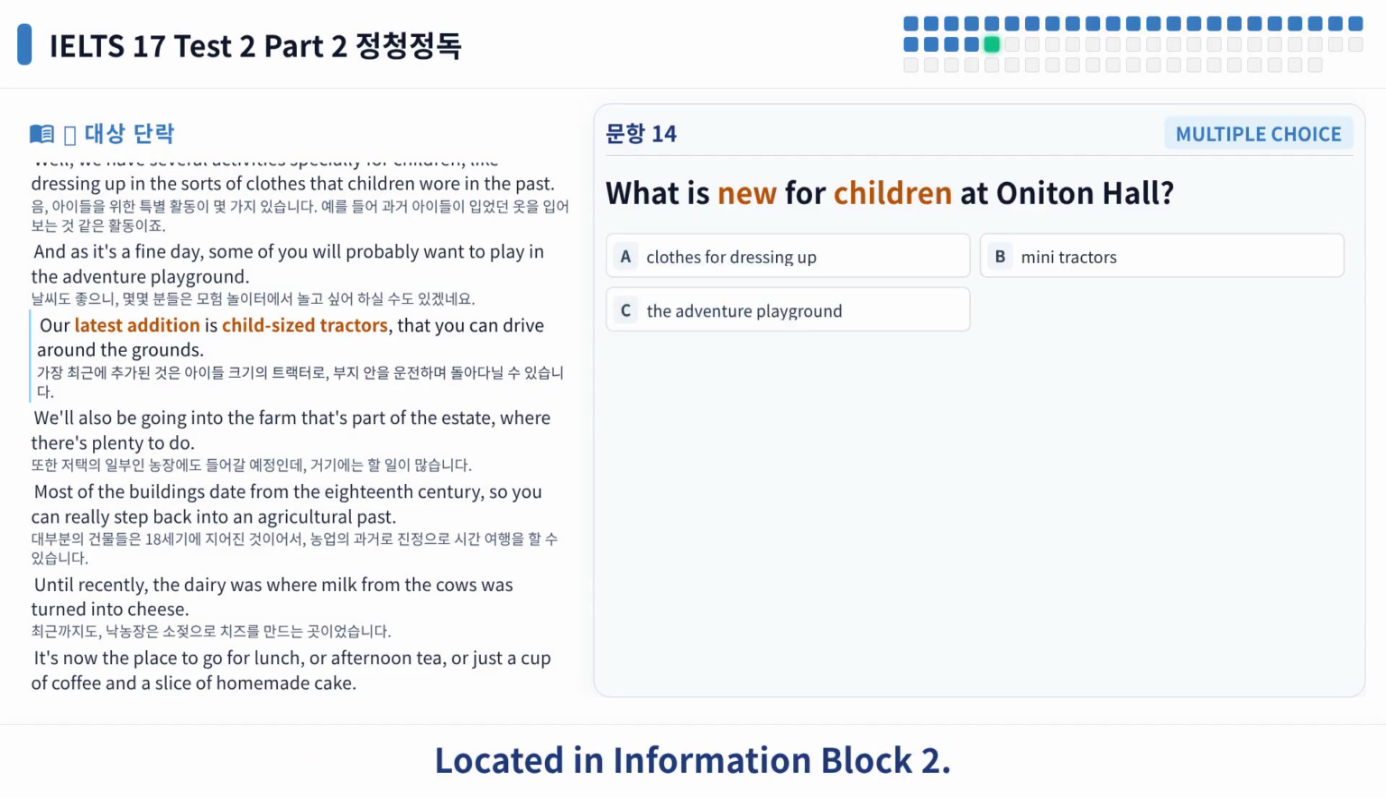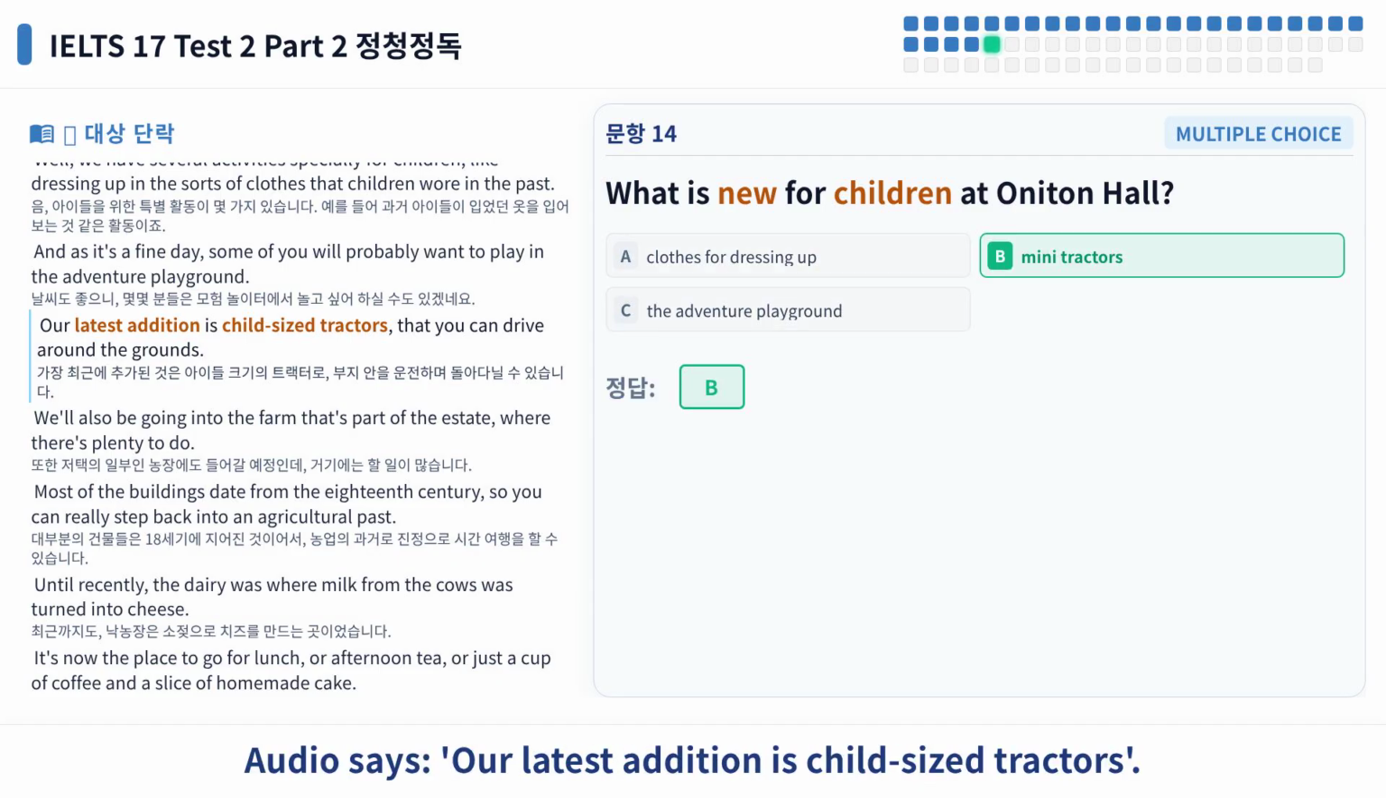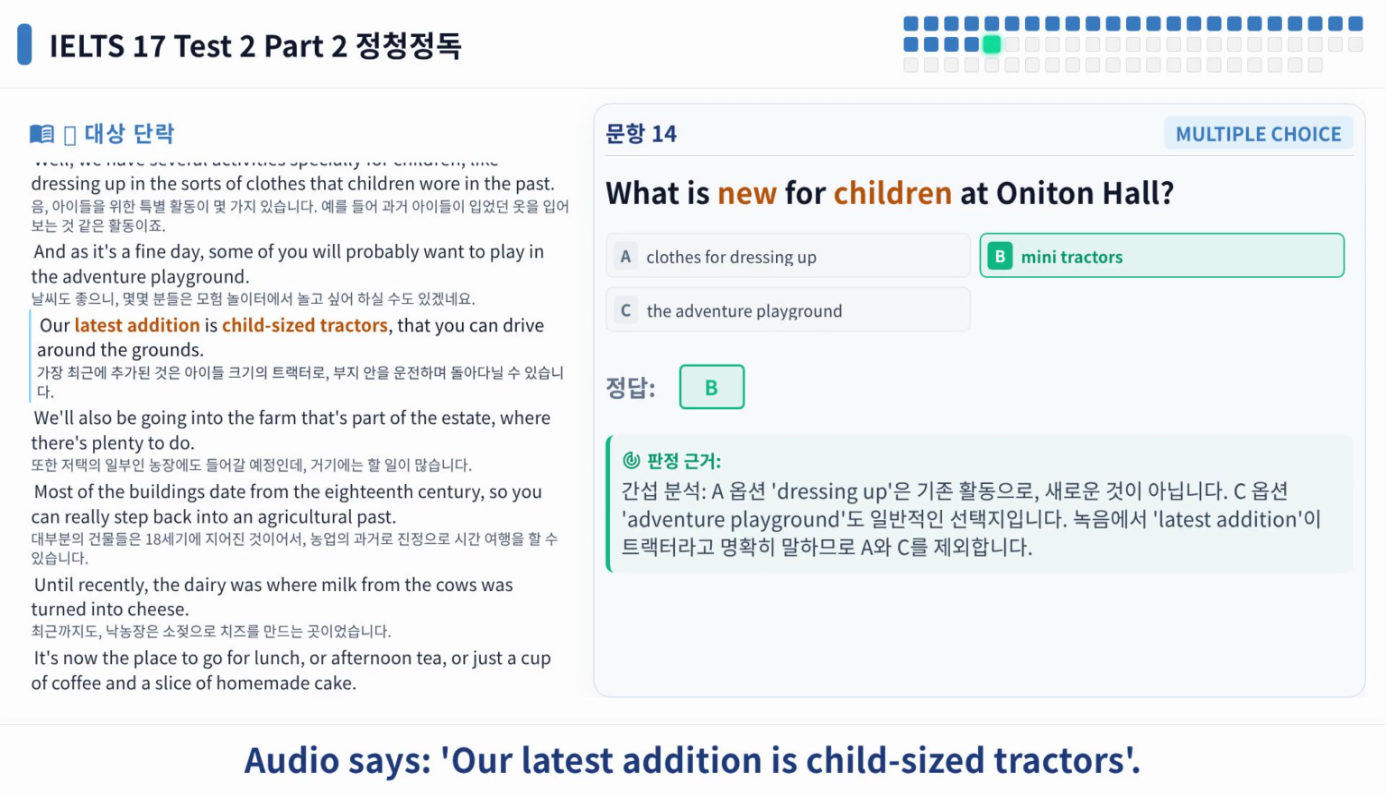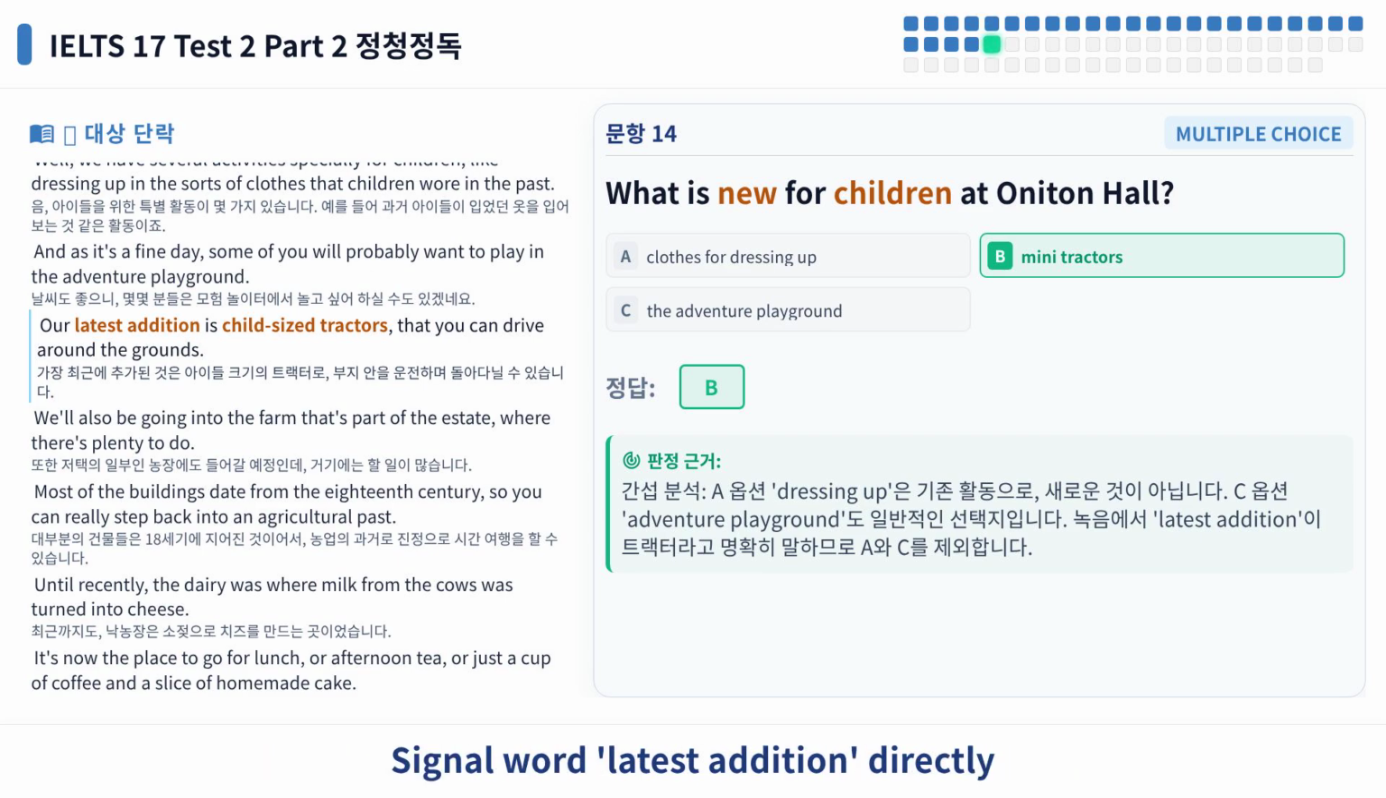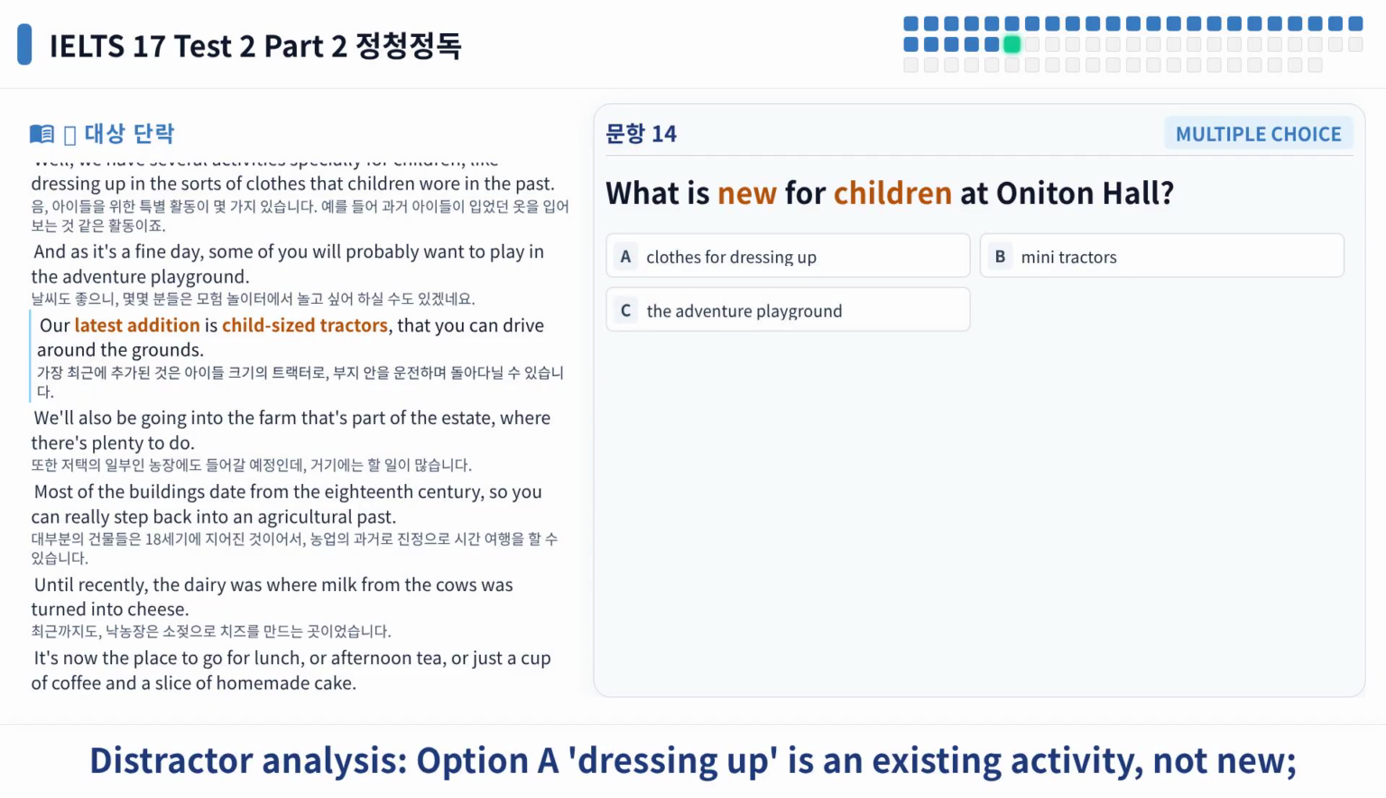Our latest addition is child-sized tractors. Signal word, latest addition, directly indicates it's new. Distractor analysis. Option A, dressing up, is an existing activity, not new.